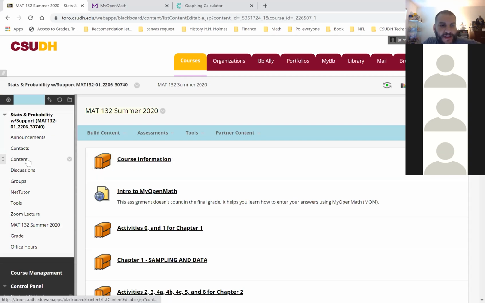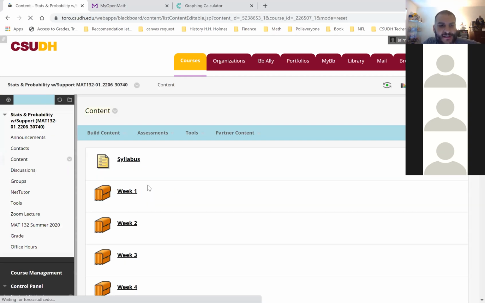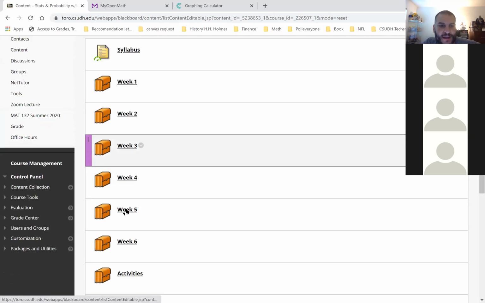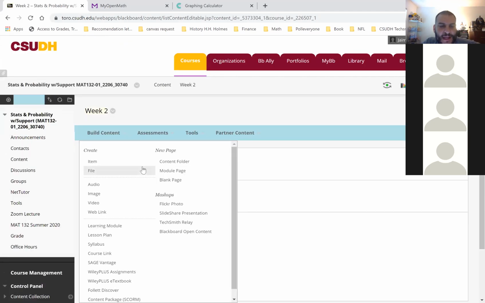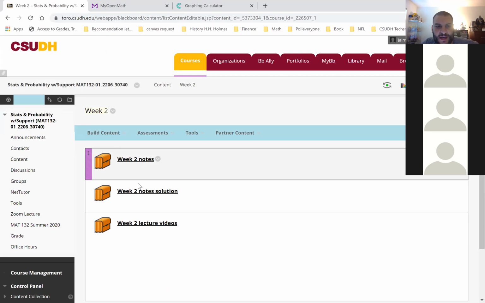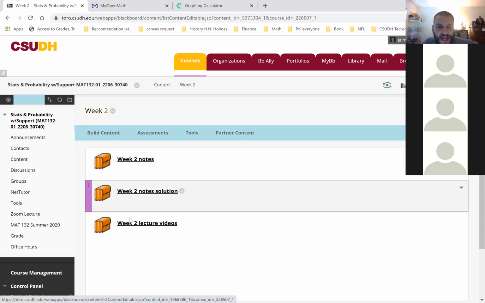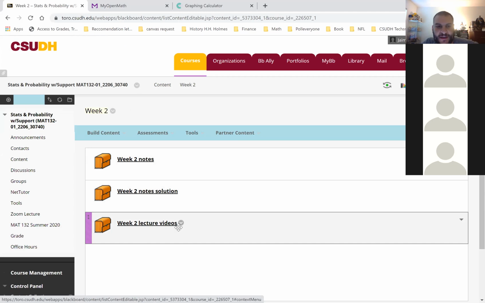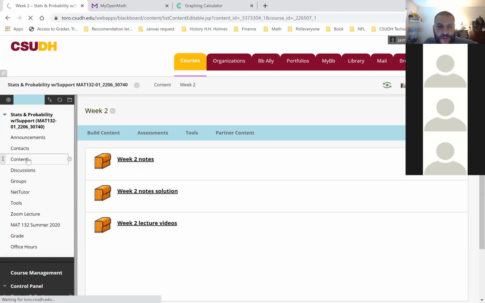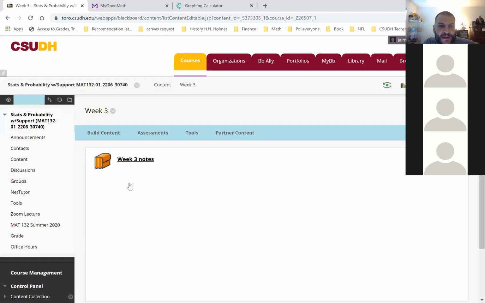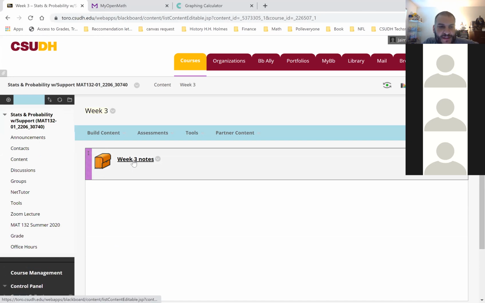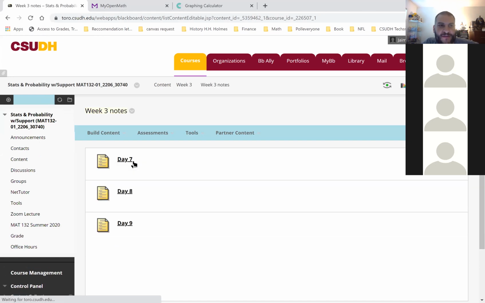Also, if you go over to content, I simplified it a little bit. I put week 1, week 2, week 3. If you click, say, week 2, that's where you'll find the week 2 notes, the week 2 notes solution, and the week 2 lecture video. All you have to do is click on that week and all the information for that week will pop up. For week 3, right here are the week 3 notes, so you go here to see the notes for next week.